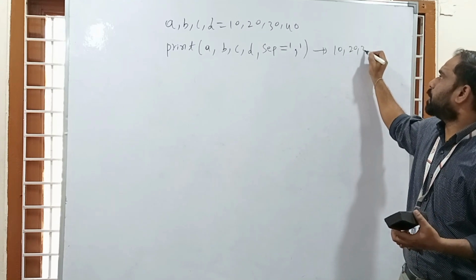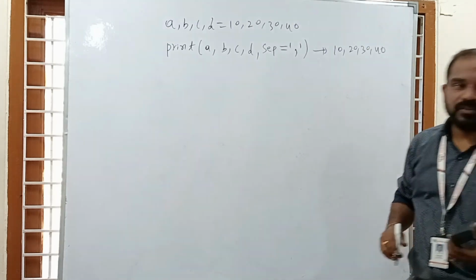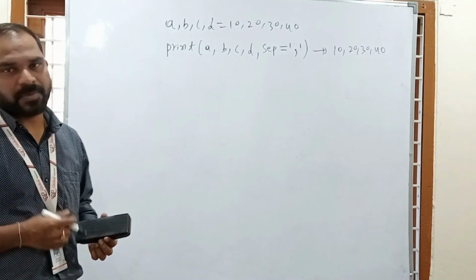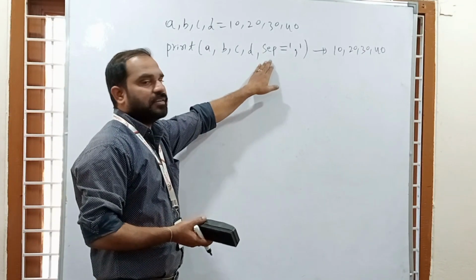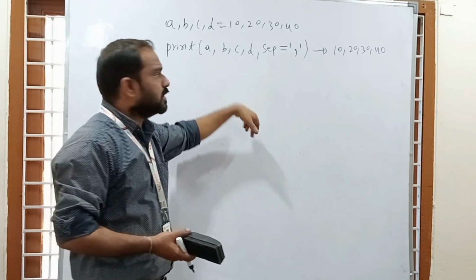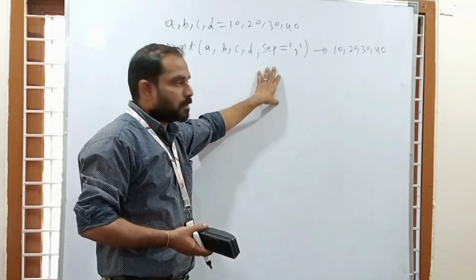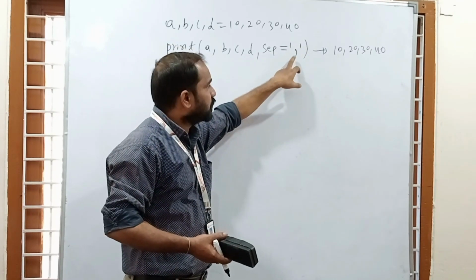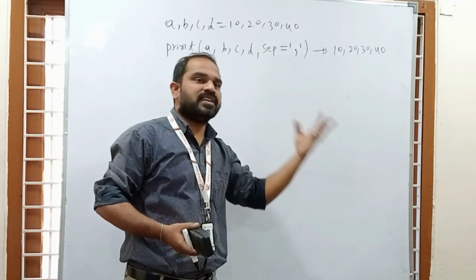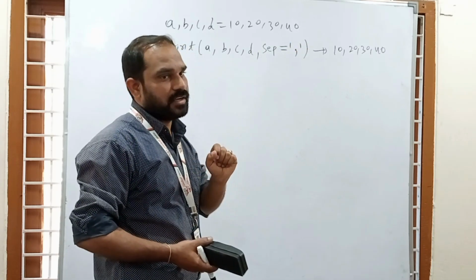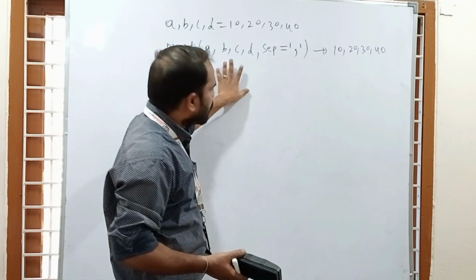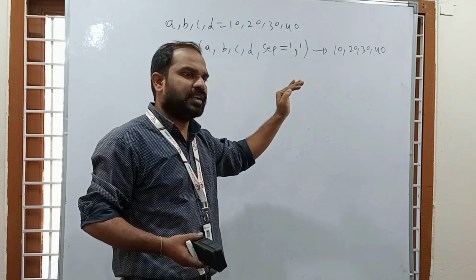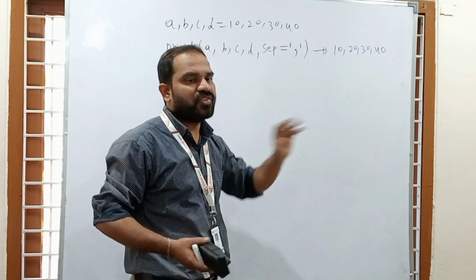10 comma 20 comma 30 comma 40, because we have used our interested separator, right? You can specify it by using sep, which is a default parameter we can use from the print statement. Sep equal to, in the invited course we have used comma separator. So what is the default separator? Space, right? So by default you can separate multiple values with the space. Default print will use space as the default separator.